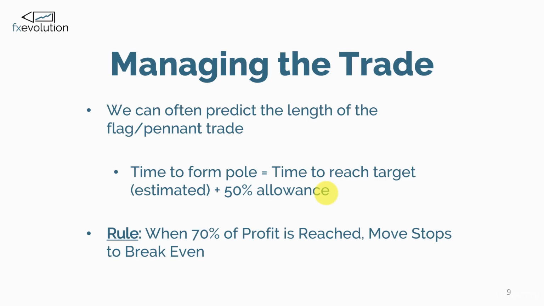I also like to break even the trade, or at least reduce my risk on the trade, when 70% of the profit is reached. So this means that when 70% of the length of A happens on B, we should look to move your stop to at least break even. And this means that we don't have as much risk in the market and you'll be a lot more profitable overall.